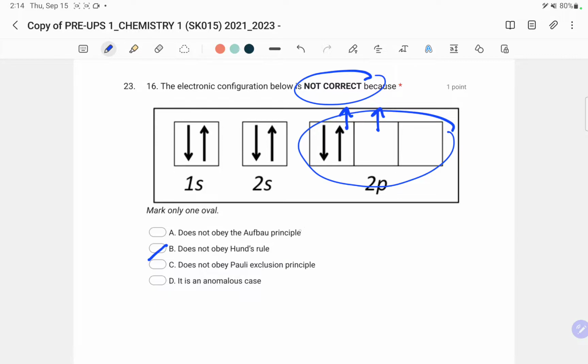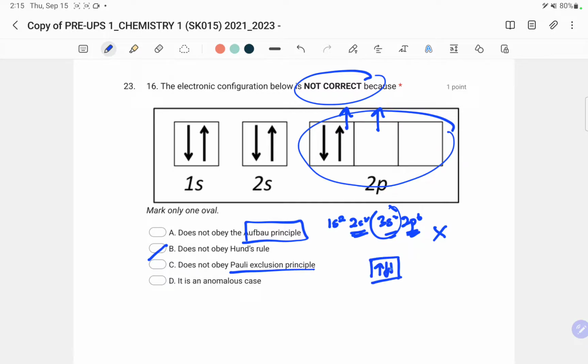Okay? Bila masa dia nak tanya Aufbau? Okay, Aufbau ni, contohnya kalau dia isi 1s2, lepas tu dia buat 2s2, dia terus buat 3s2, baru dia buat 2p. Maksudnya yang ni salah. Kenapa? Yang ni dia tak follow Aufbau. Dia sepatutnya isi 2s dulu, 2p dulu, baru 3s. Yang ni dia dah letak 3s dulu, baru 2p. Yang ni baru reason dia Aufbau. Dia tak follow Aufbau. Does not obey Pauli kalau dia letak 3 elektron. Yang ni dia tak follow Pauli.